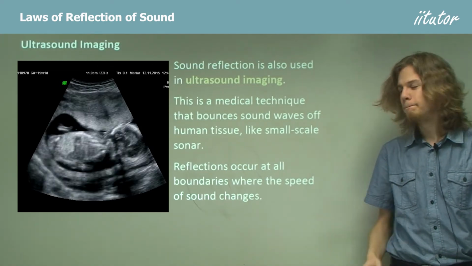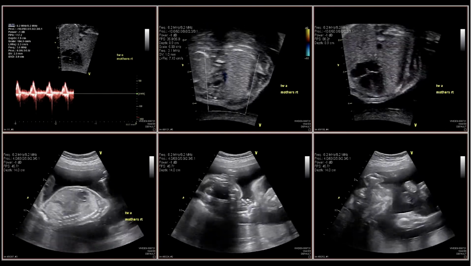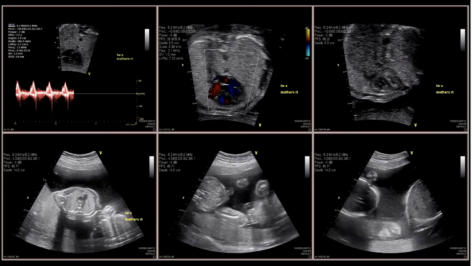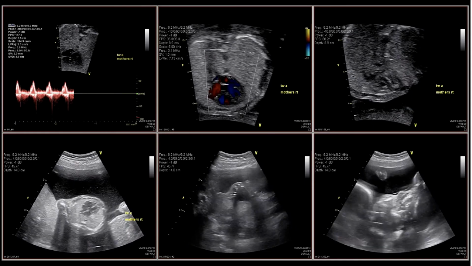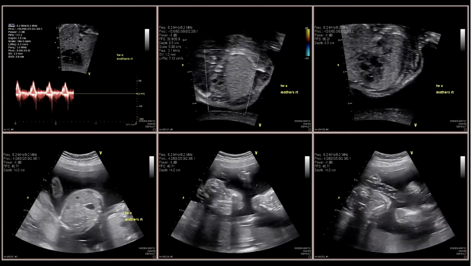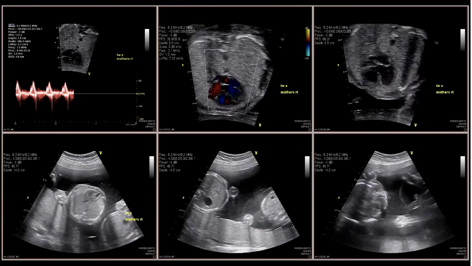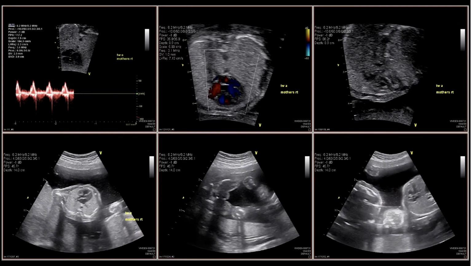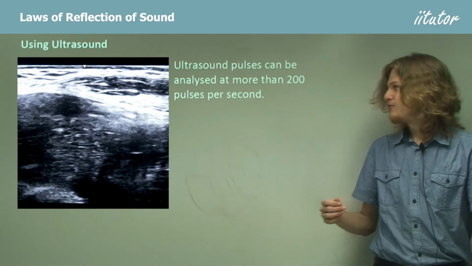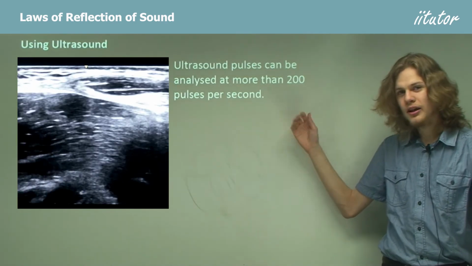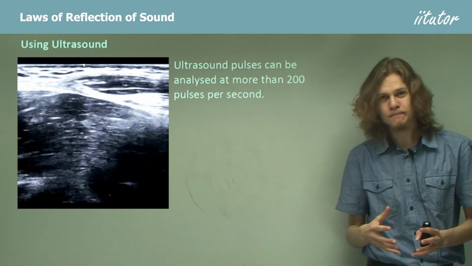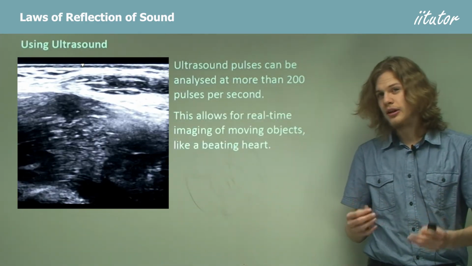And the other nice thing about ultrasound is that we can send out pulses more than 200 times per second. Remember that ultrasound has a frequency of about any number above 20,000 hertz. So if we can send a sound wave out at 20,000 hertz, then we can analyze it very quickly with computers. And that means that we can send out another pulse and analyze that one very quickly as well. And if we do this 200 pulses per second, then we can see how the objects that we're imaging will change.